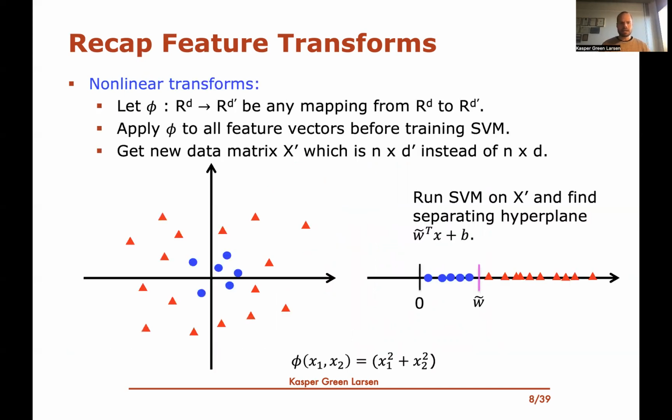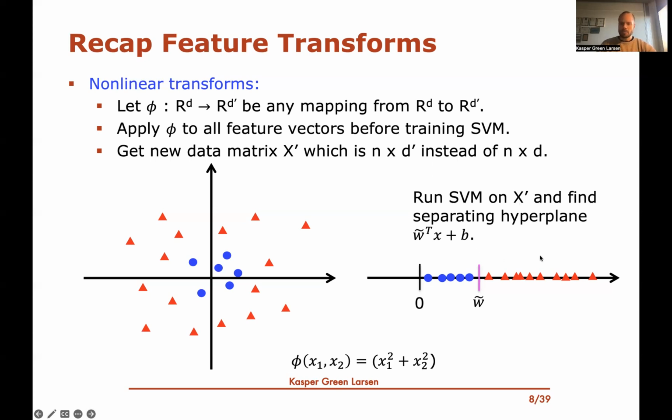And then what we saw in previous videos was this notion of a nonlinear transform. A nonlinear transform, or feature transform, phi is a function that maps the original points that have d features into new vectors of points that have d prime features. It could be any mapping. Then we could take our data and apply this feature transform first before training the SVM. This would give us a new data matrix X prime, which is now n by d prime instead of n by d. Then we could solve this SVM optimization problem using X prime as our data set.